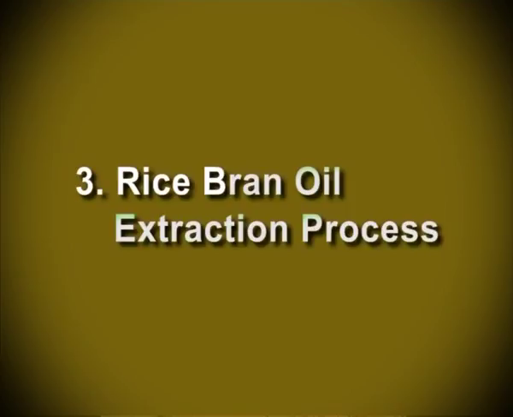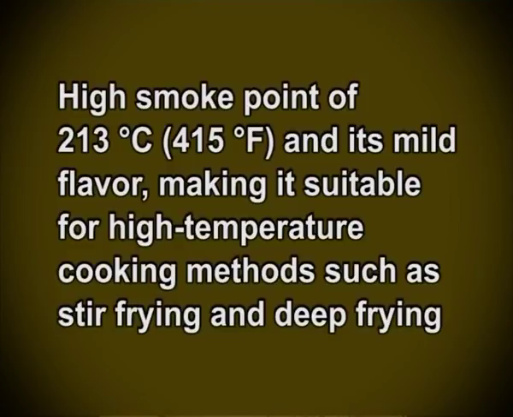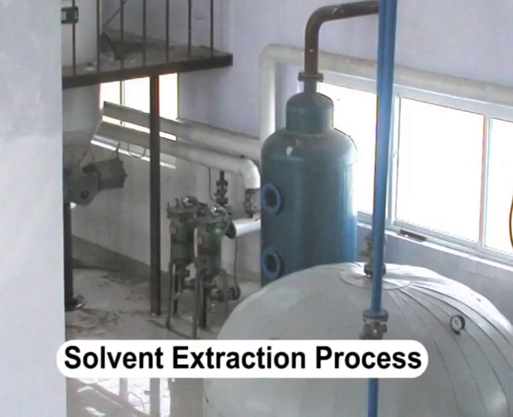Number 3. Rice bran oil extraction process. Rice bran oil is extracted from rice bran. It is notable for its high smoke point of 213 degrees Celsius and its mild flavor, making it suitable for high temperature cooking methods such as stir frying and deep frying. Solvent extraction process is used for extracting crude rice bran oil from rice bran.